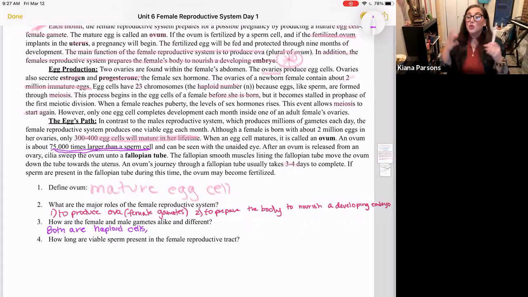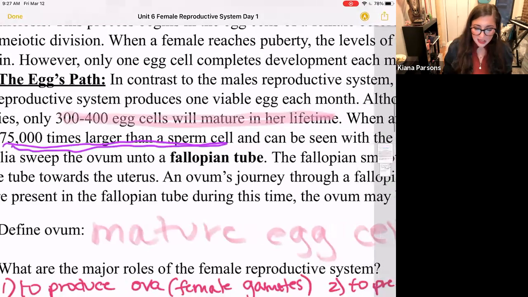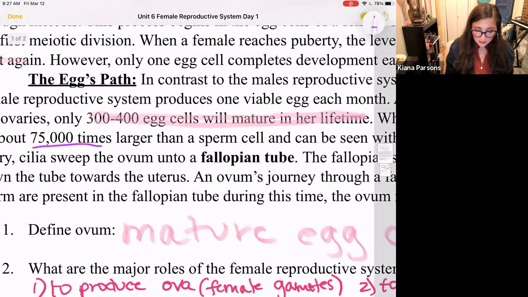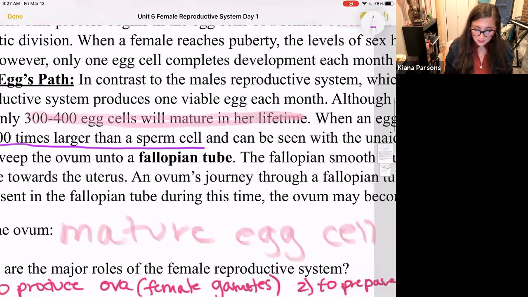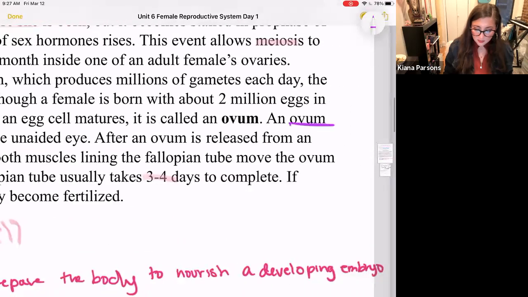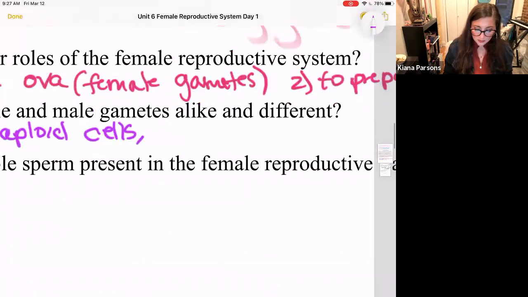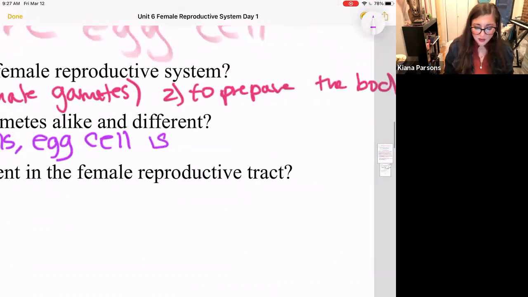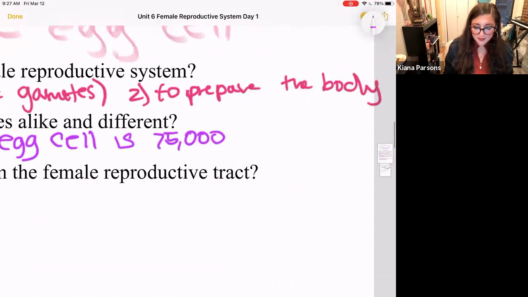And that is why the actual zygote is a fertilized egg. The sperm cell merges its nucleus with the egg cell during fertilization, and then the body of the egg cell, that much larger body, is what actually nourishes the initial zygote before it begins to divide and become an embryo. Let's make that a little neater. The egg cell is 75,000 times larger than a sperm cell, and it can be seen with the naked eye.